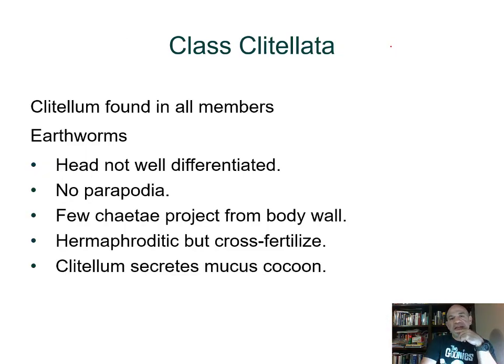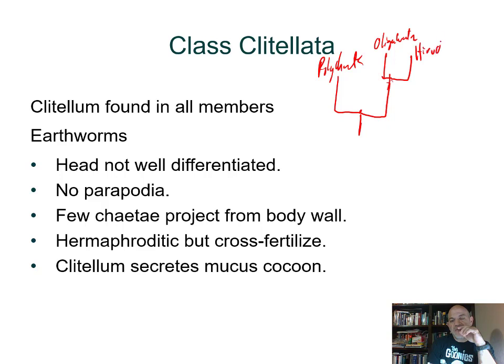And then the class Clitellata or Clitella, I've seen it written both ways. This is a group that collects both the earthworms and the leeches. The new taxonomy suggests that we had a common ancestry to the Polychaeta right here, and then from that group arose the earthworms, and then they share common ancestry with the leeches. So here's your Oligochaeta, and then the Hirudinea right there. And so these are grouped within the polychaetes.